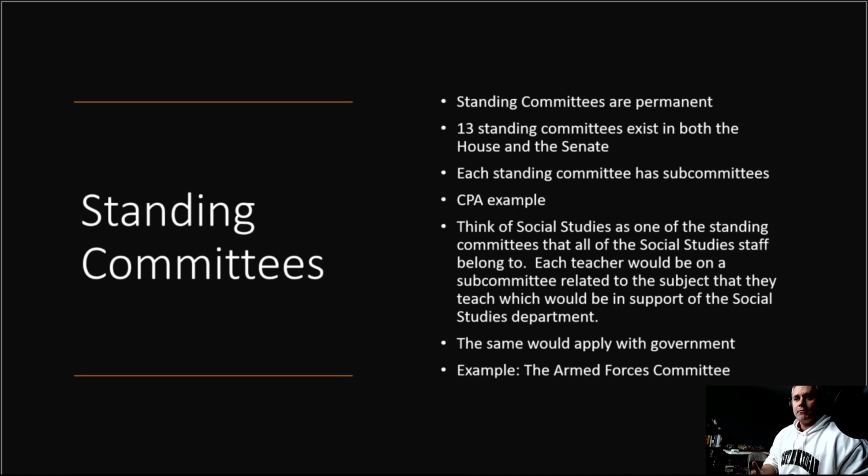Now, the subcommittees are basically more individualized versions of the committees. An example of that would be to think of Chandler Park. Think of Chandler Park with the Social Studies Department. Think of the Social Studies Department as being your standing committee. And then you have specialized areas within the standing committee, so for us, a subcommittee would be AP European History. Clearly, I'd be on that one.